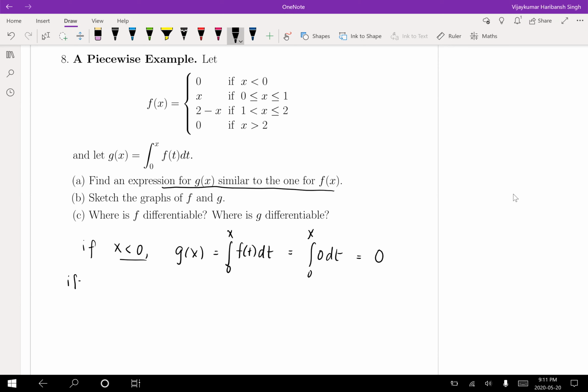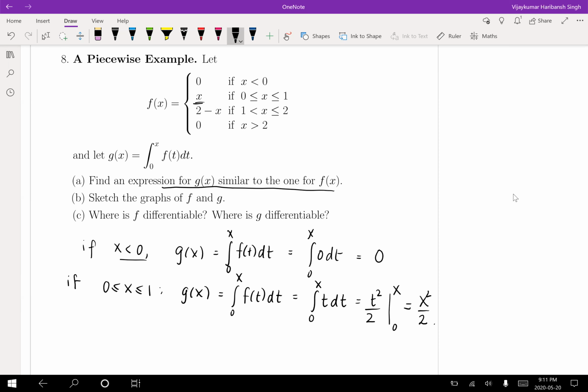Now, if your x is between 0 and 1, in that case, your g of x is going to be the integral from 0 to x of f of t dt. Now, what is the definition of your function from 0 to 1? In that part, it is given by simply x. So if f of x is x, f of t is going to be t, so the integral of t dt is t squared by 2. That's the antiderivative, from 0 to x. Then you substitute the upper limit minus the lower limit. So this is what you get.